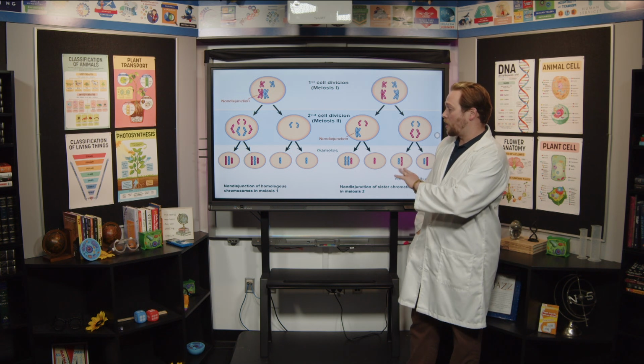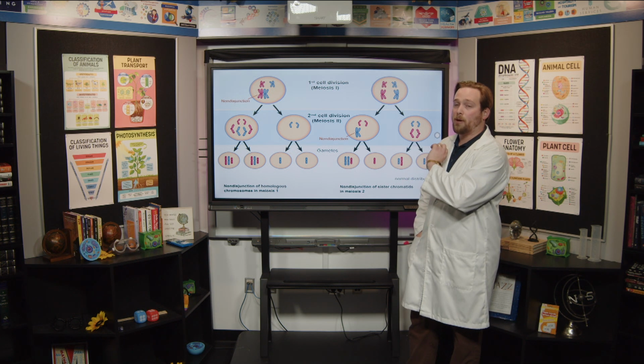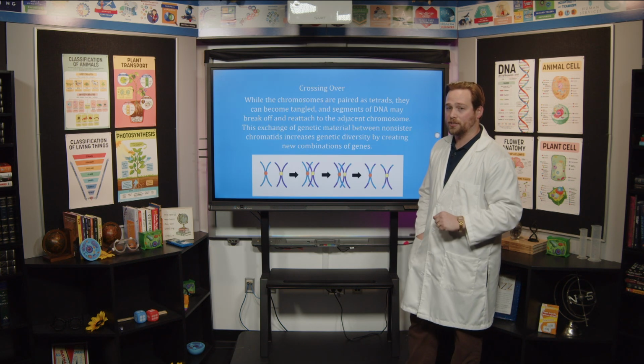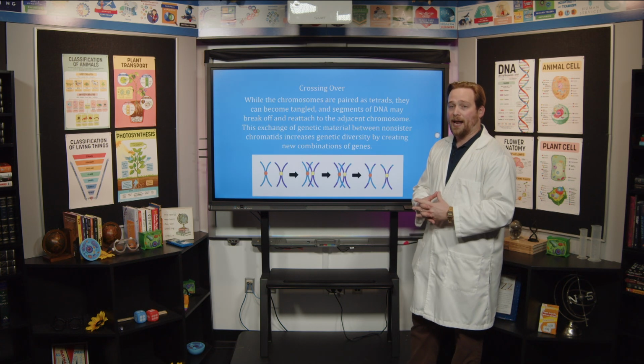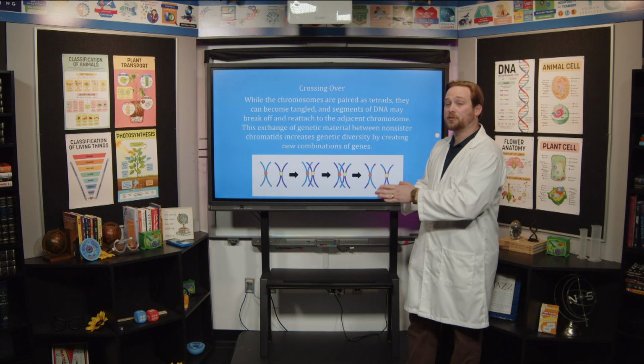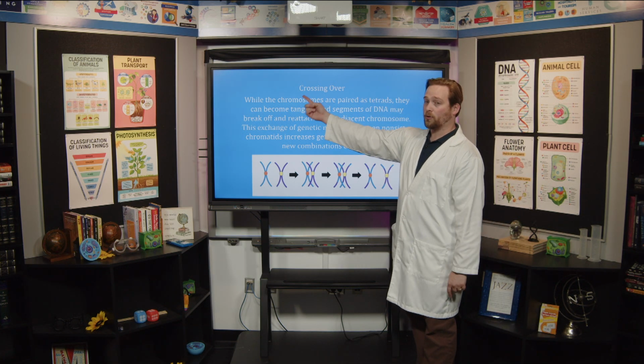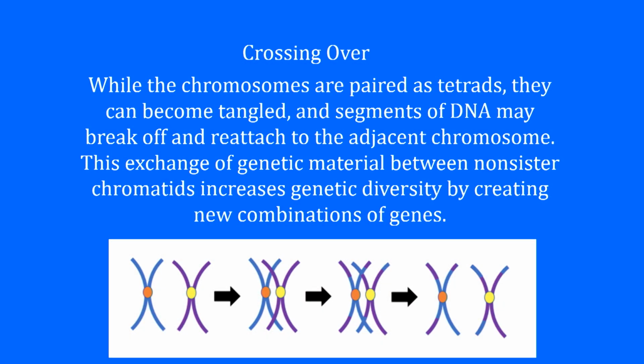So nondisjunction is when the chromosomes don't separate properly, and it'll cause some chromosomal abnormalities, which we'll look at here in just a second. Another really important thing that happens in meiosis but does not happen in mitosis is something called crossing over. What happens in crossing over is when these homologous chromosomes come together, they'll form something called a tetrad, and these chromosomes just kind of exchange some information.